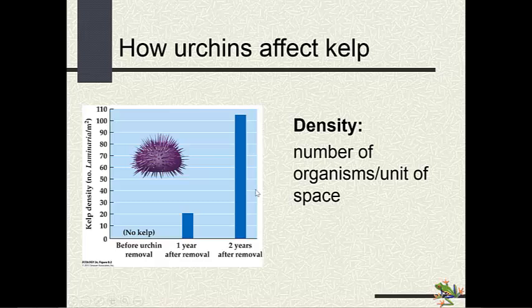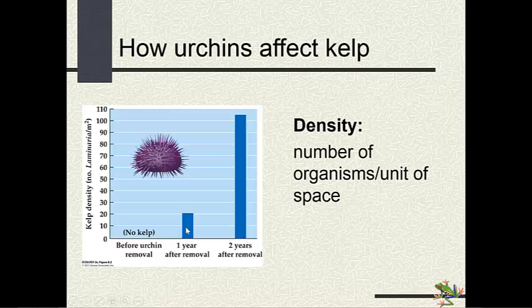This slide shows what happens after the experimental removal of sea urchins to the abundance of kelp in the experimental plots. You can see here on the y-axis the kelp density per square meter, and on the x-axis you can see what the experimenters did. So before sea urchin removal, you can see that there was no kelp at all.